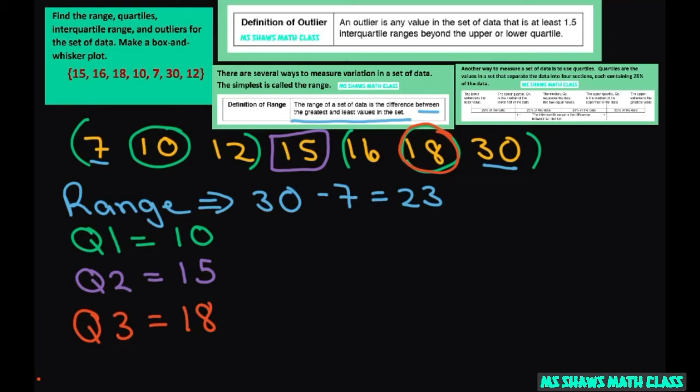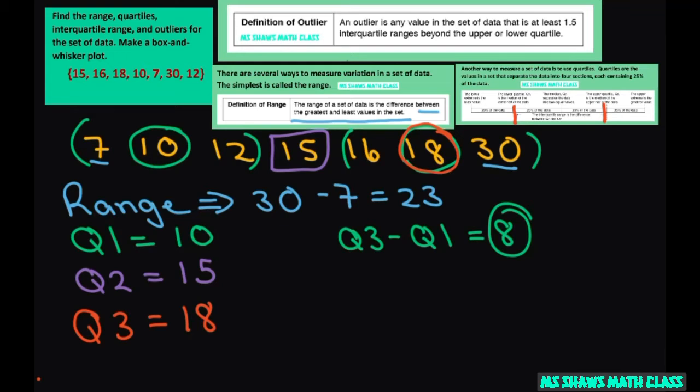And then what you want to do is the interquartile range. And that is in between quartile 3 and quartile 1. So you're going to take quartile 3 minus quartile 1, and that's going to equal 8. So 8 is your interquartile range.